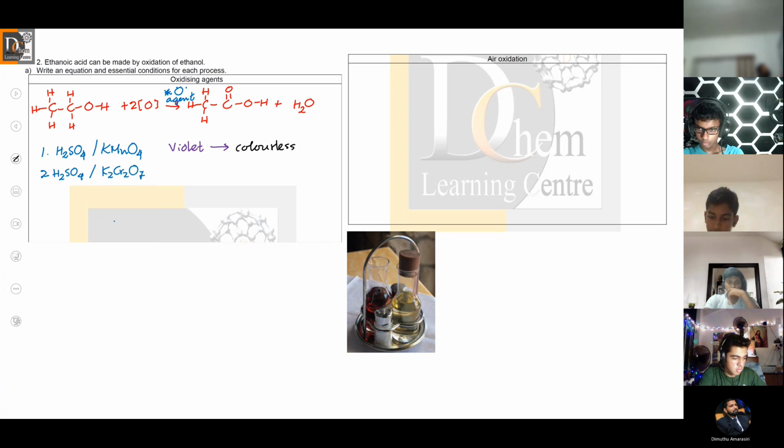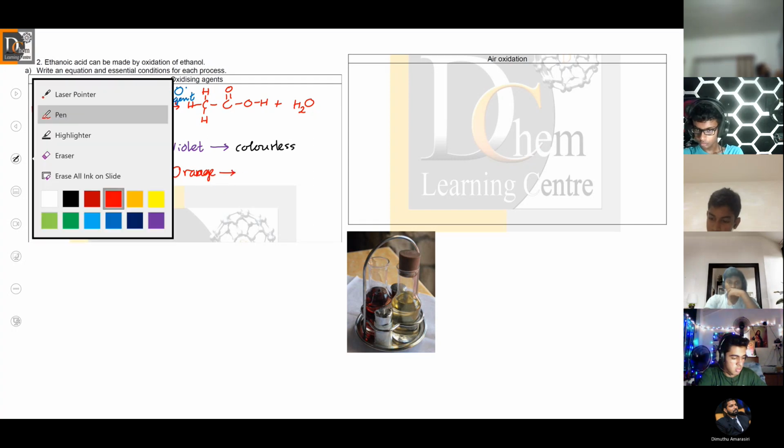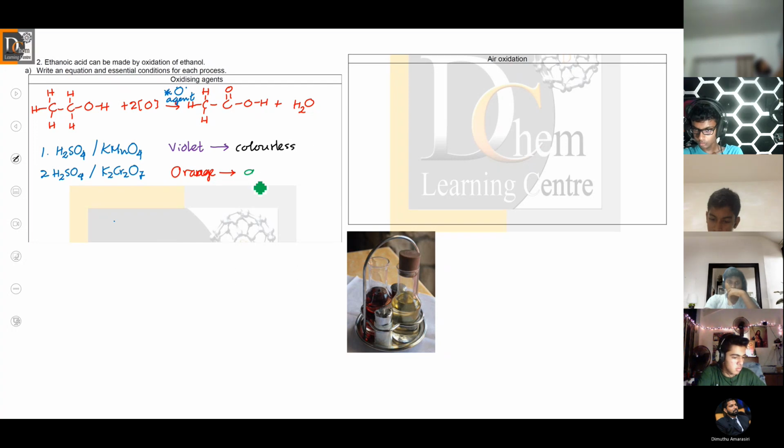dichromate. Another way you can convert ethanol into carboxylic acid, ethanoic acid. What's the color change when we use dichromate? Orange to green. They have asked these questions in the exam, especially these color changes.